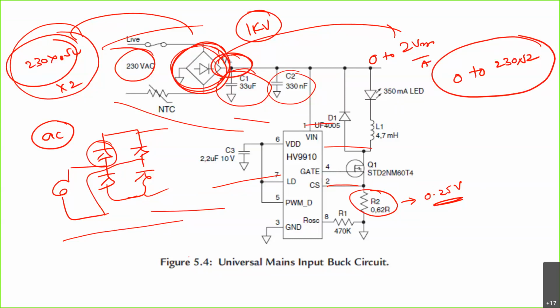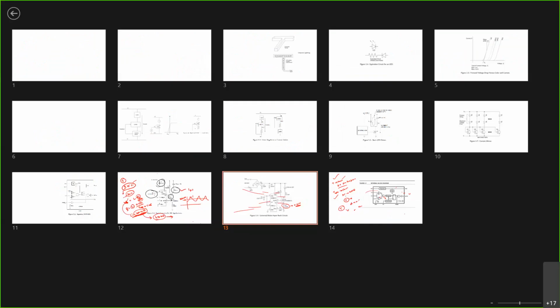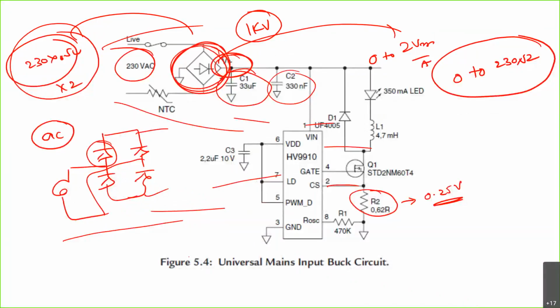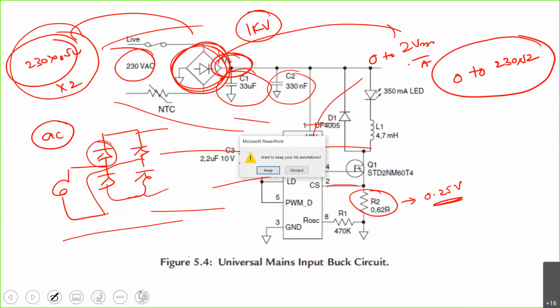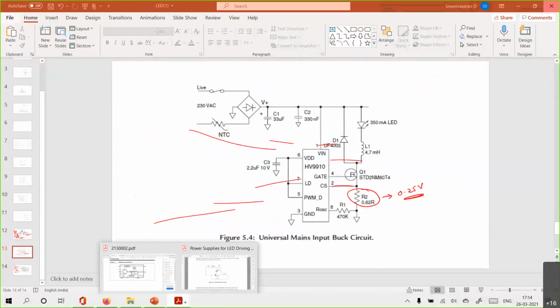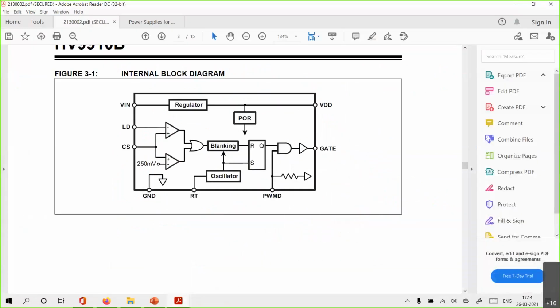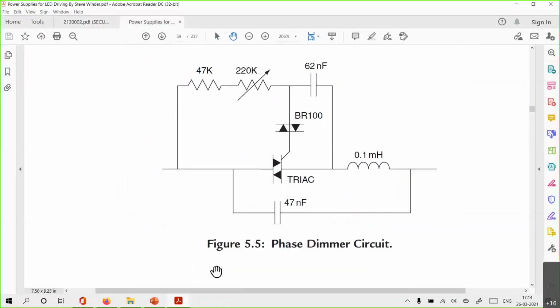The rest of the things you can study. Okay, so the next one is the dimming application. We'll discuss it briefly in 5 minutes. Yeah, this is the dimming circuit. This is used for dimming applications.